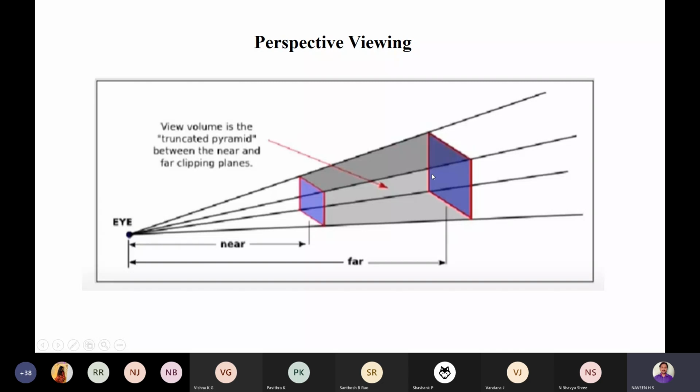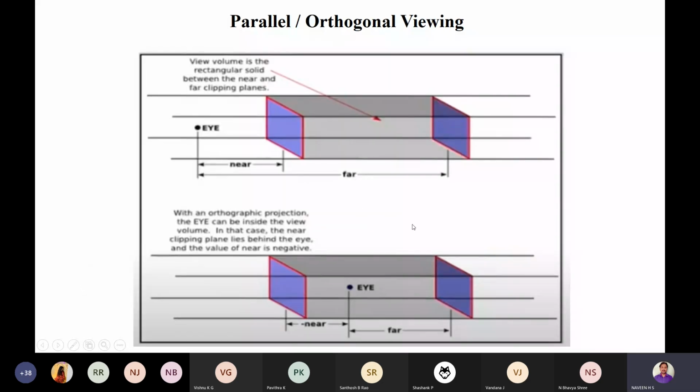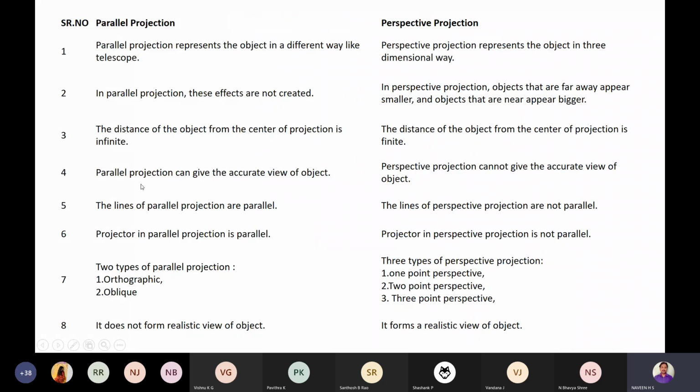perspective viewing, suppose this is the original image. After projection, the object will be distorted. You cannot get the exact quality of the image or the object. There is a change in width and height, so obviously your aspect ratio changes, and that results in disturbance in the picture. But here there are no such cases. That is why parallel projection can give the accurate view of the object, but perspective cannot.